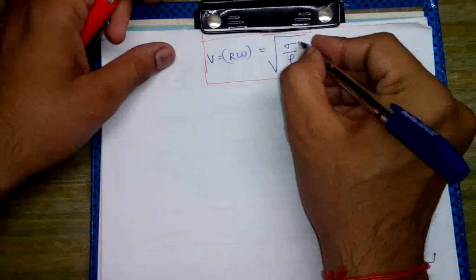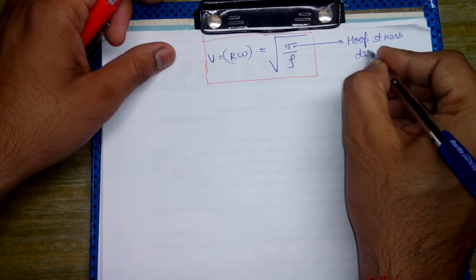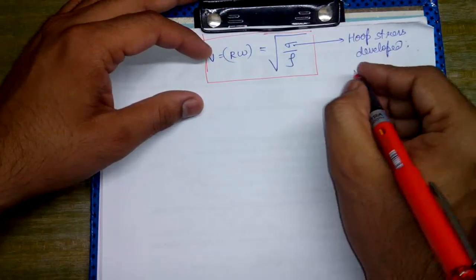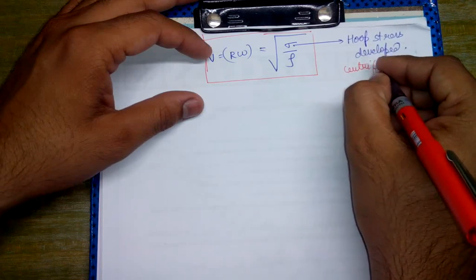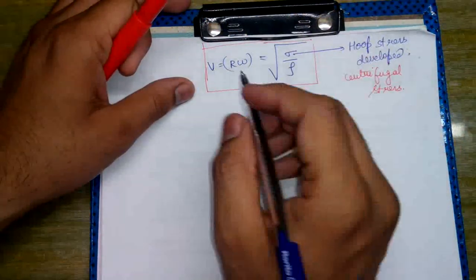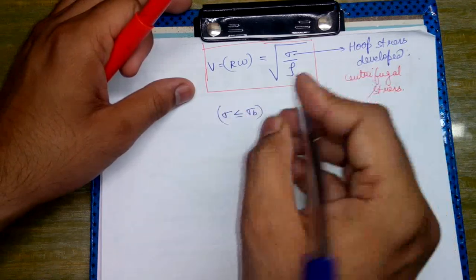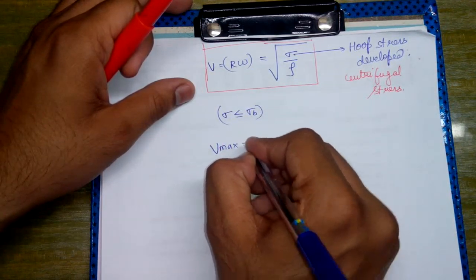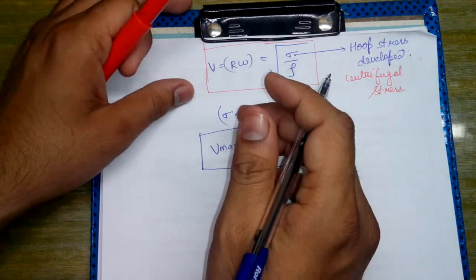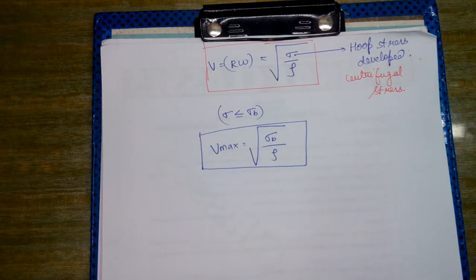So this is where sigma is the hoop stress developed, or it is also called the centrifugal stress. Okay, if sigma b is the bearing stress of the ring material such that sigma should be less than or equal to sigma b, and v max would be equal to under root sigma b upon rho, where rho is actually the density of the material.